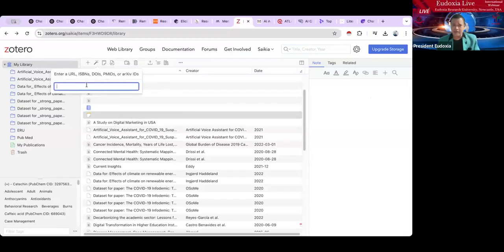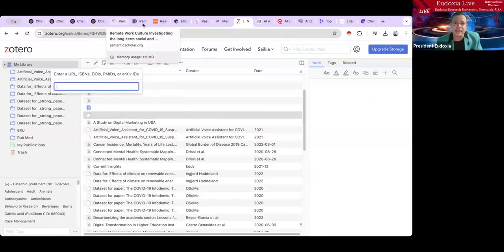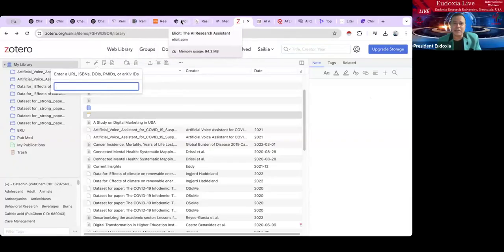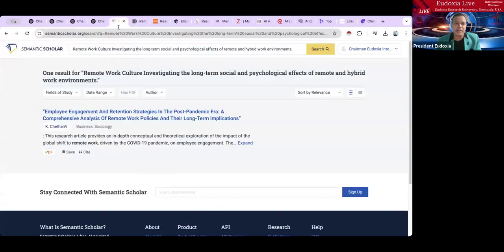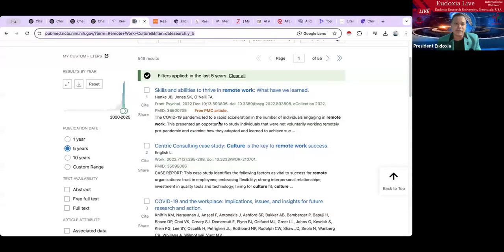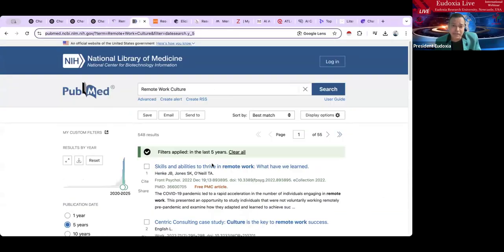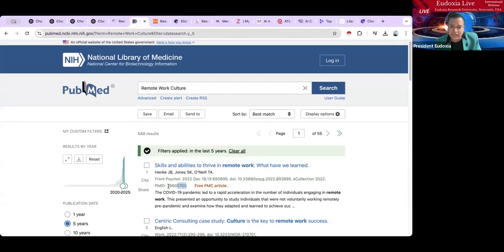This is a magical part. Any paper, you can bring to this. For example, I think I have already used PubMed somewhere. I was sharing PubMed with you. Yeah, so PubMed, and it is the PubMed ID. You see that this is the PubMed ID, skills and abilities to thrive. This one is on remote work.